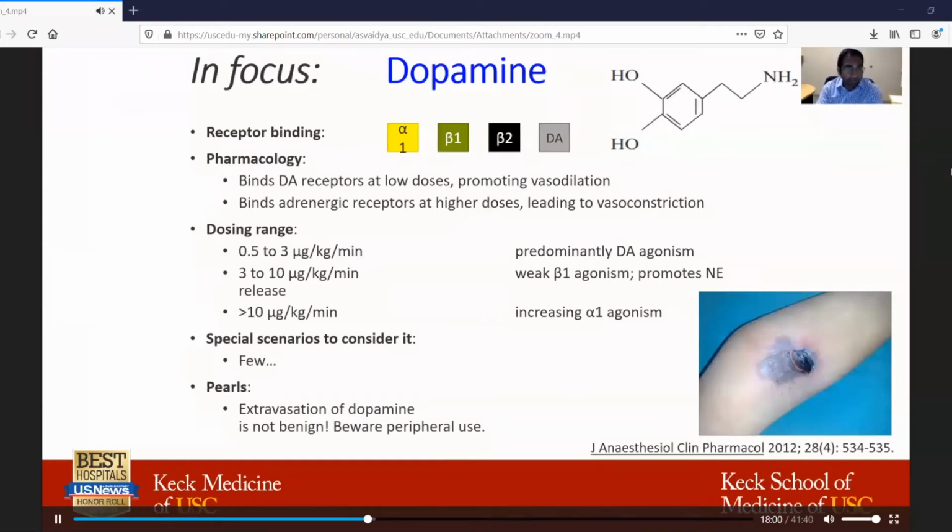So my bias here is that there are very few scenarios to really consider it for. Oftentimes it's found as your first bag premix, often in a code cart, but it's important to understand that running it peripherally, dopamine is not without risk. Extravasation can also lead to the same signs of tissue necrosis. So beware of peripheral use. But since it's such a dirty drug, I find a few scenarios where I really like to use it.